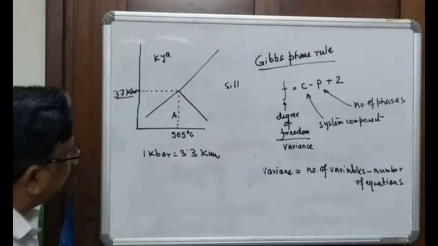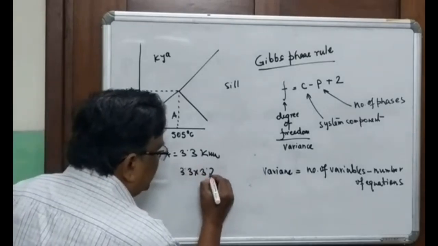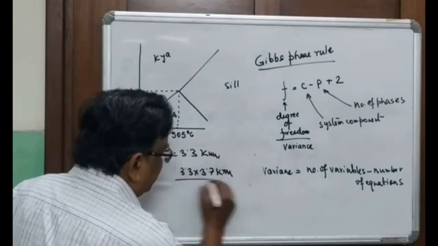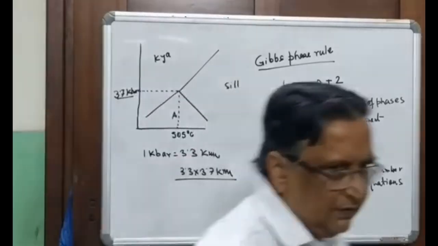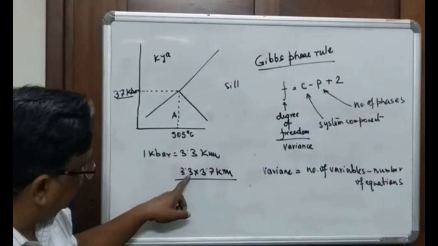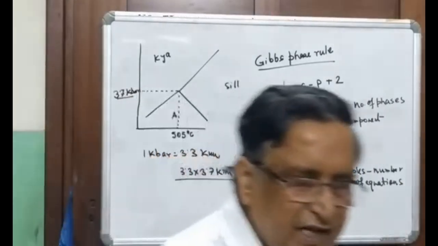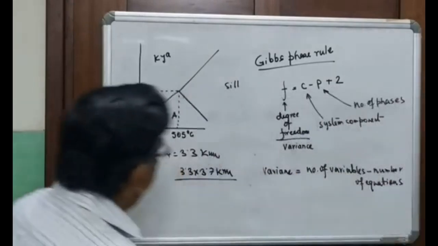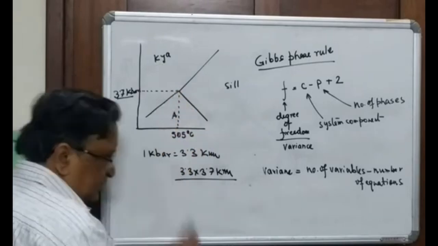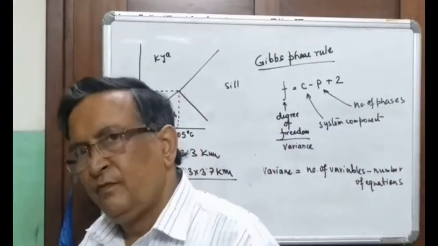So if you are talking of 3.7, then it is 3.3 into 3.7 kilometers. That is the depth. You can see it will be somewhere between 10 and 11 kilometers. So 3.3 into 3.9, yeah, it should be around 11 kilometer depth. So the triple point where kyanite, sillimanite and andalusite coexist, it is roughly at 11 kilometers.